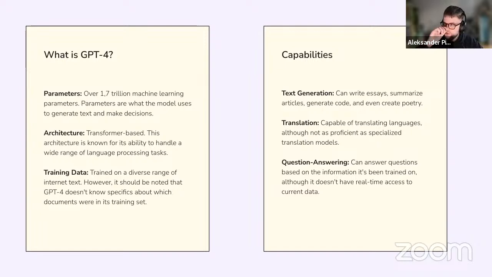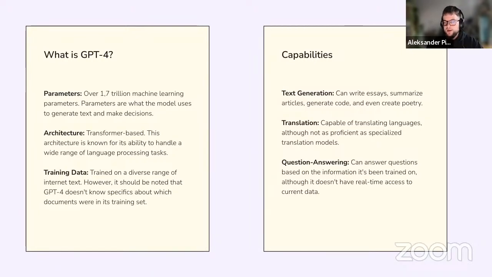It also is working on artificial intelligence, and it handles certain tasks better than ChatGPT. Another thing is question answering. A large language model can answer questions based on the information it's been trained on, although it doesn't have real-time access to current data. This is the very important thing that I want you to remember: the database that ChatGPT is using right now is limited to, as I remember, January of 2022. So everything that's new after that will not be included in the responses of ChatGPT.